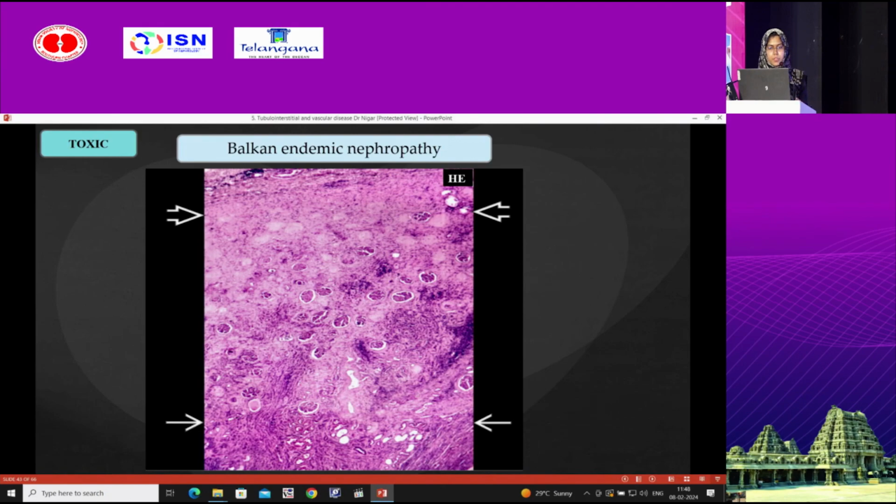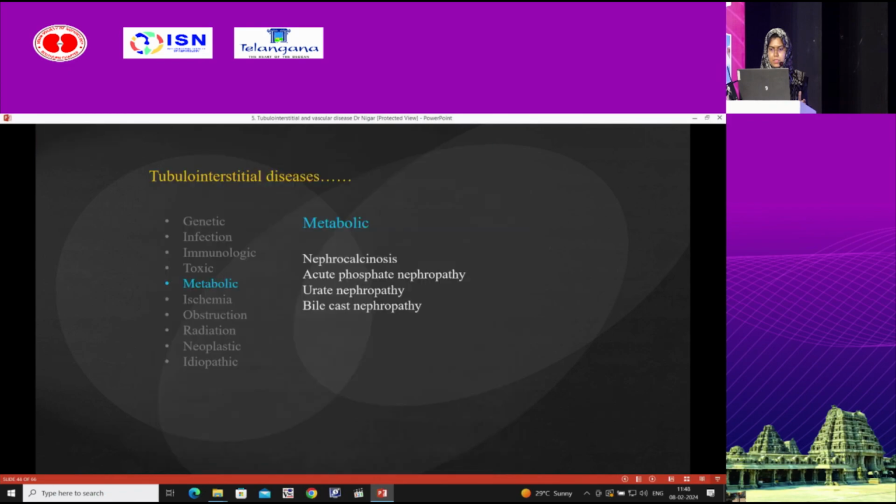Balkan endemic nephropathy and Chinese herb nephropathy are related entities, and they are due to aristolochic acid toxicity, and they show zonal distribution where there is increasing severity of IFTA and global glomerular sclerosis from the juxtamedullary cortex to the outer cortex. You can see that close to the medulla there is relative sparing. Next, metabolic conditions: nephrocalcinosis, phosphate nephropathy, urate and bile casts, which we have already seen.